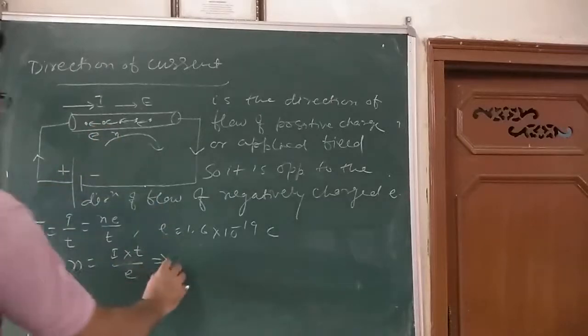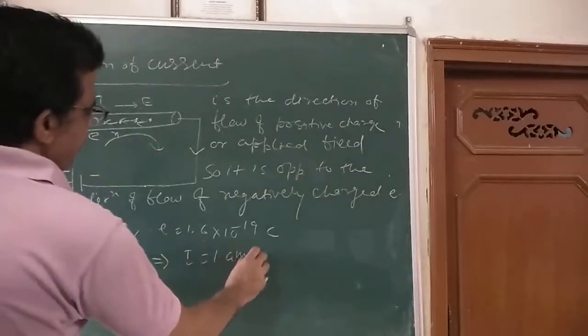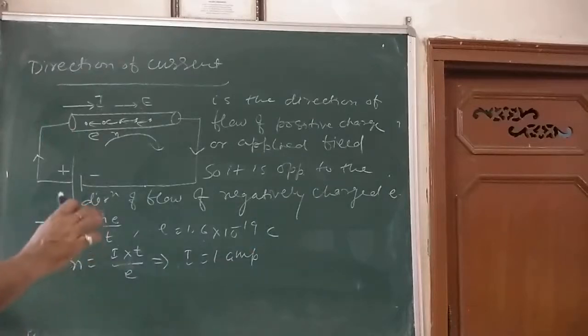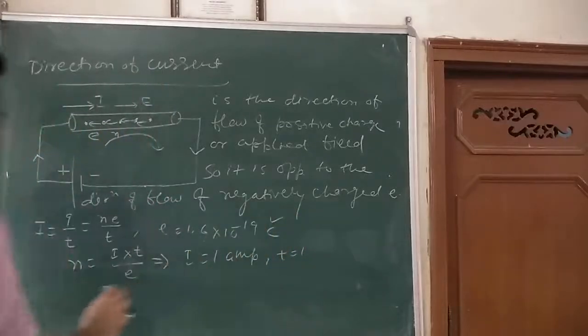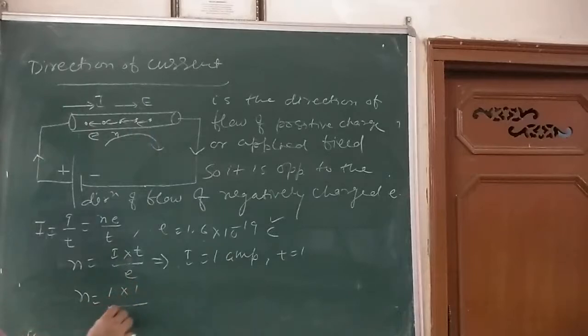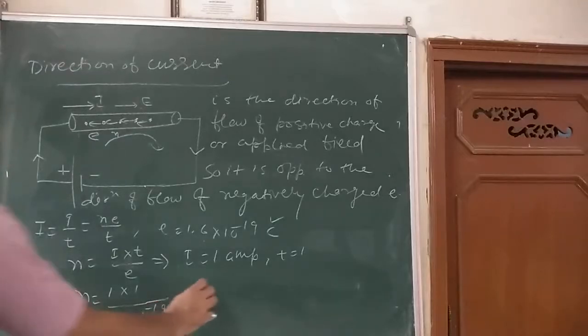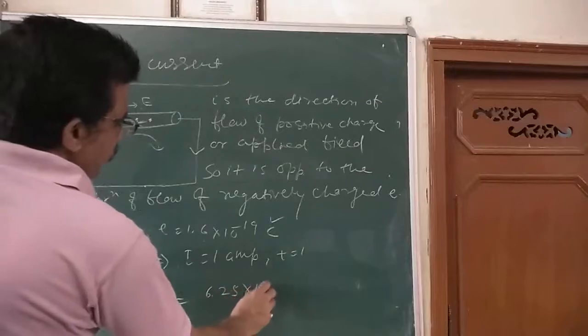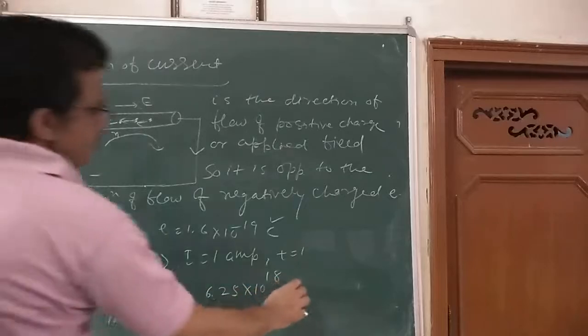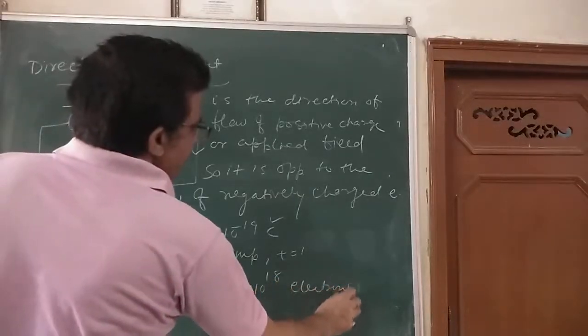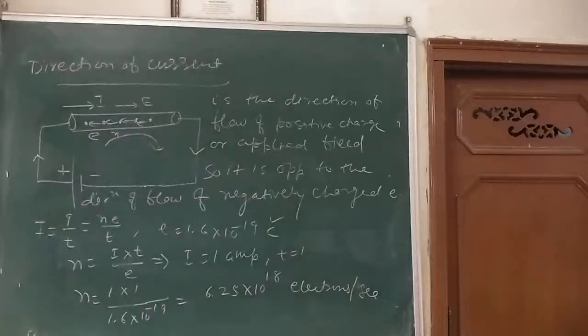Suppose the current flowing here is 1 ampere. If I is equal to 1 ampere, time is 1 second. Charge of the electron we know. Then the number of electrons in a second is 1 into 1 divided by 1.6 into 10 to the power minus 19. If you solve it, you will get the answer 6.25 into 10 to the power 18 electrons per second. Is it clear?